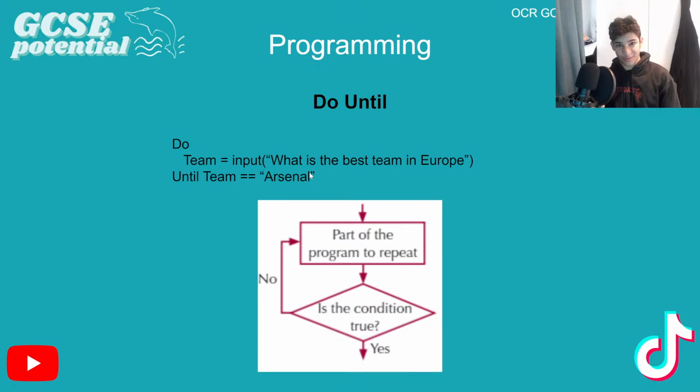Do until. So this is where it does something until a condition is true. So continually, it asks to input what is the best team in Europe. And it does this until the team is equal to Arsenal. So if you put like Chelsea, then it will ask you to input the team again, and it'll continually do that until it's equal to Arsenal. We have a little flowchart representation. So if the condition isn't true, then it repeats that part of the program.